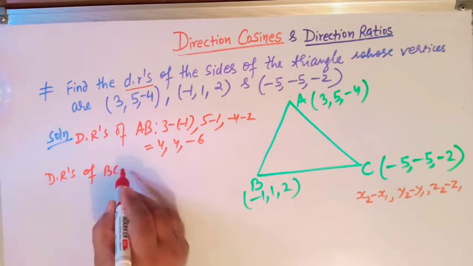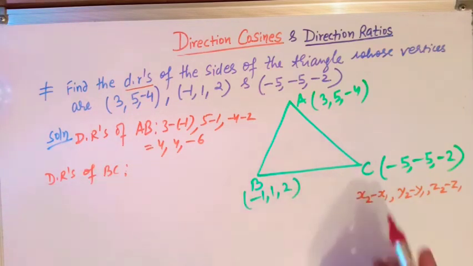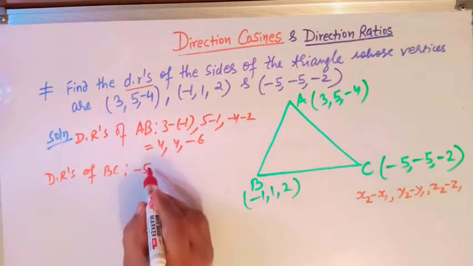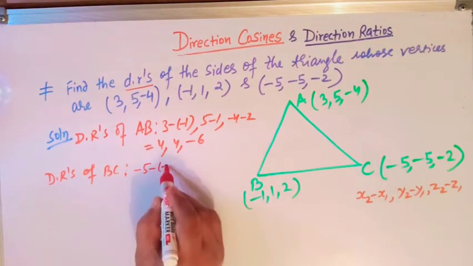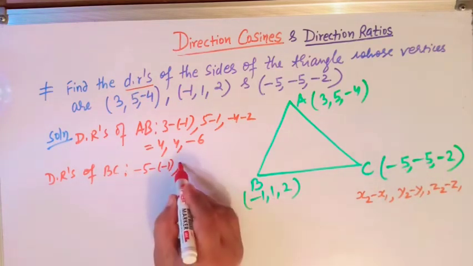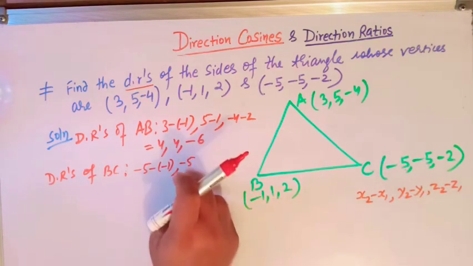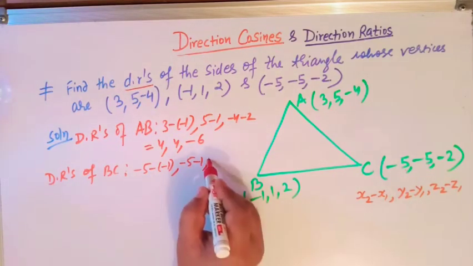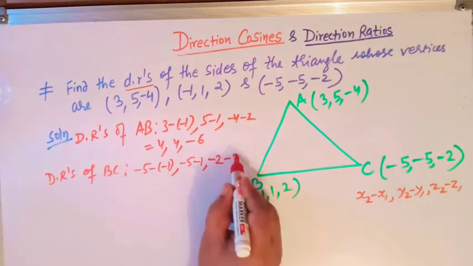Now DRs of this side BC are, x2 minus x1, so we have minus 5 and minus 1, then we have y2 minus y1, so we have minus 5 and minus 1, then we have minus 2 and minus 2.